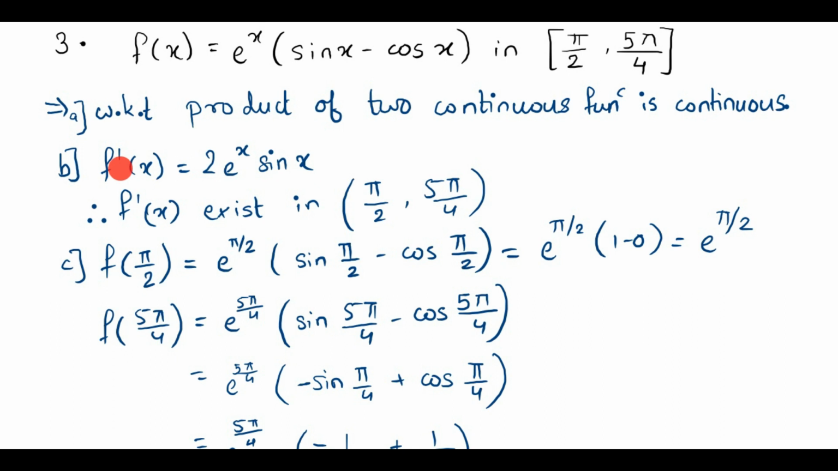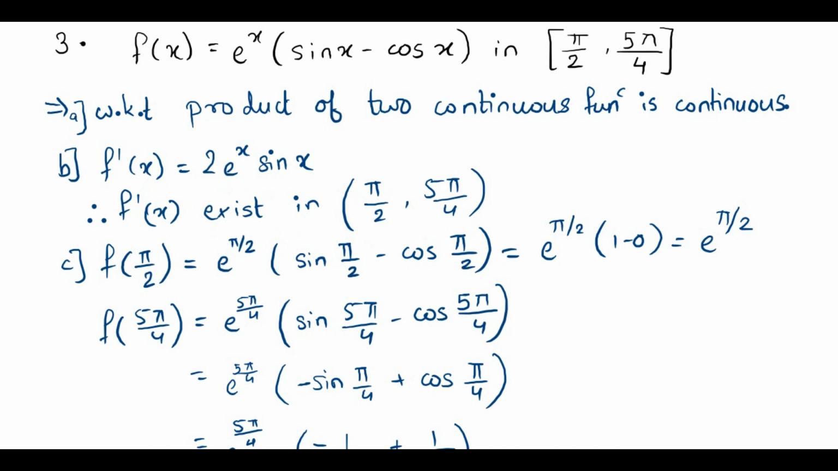Now let's check for the derivative. Here I got f dash of x is equal to 2 into e to the power x sin x. So f dash of x exists between pi by 2 and 5 pi by 4. For all values of x between pi by 2 and 5 pi by 4, we get f dash of x. Therefore f dash of x exists and f of x is differentiable in this interval.